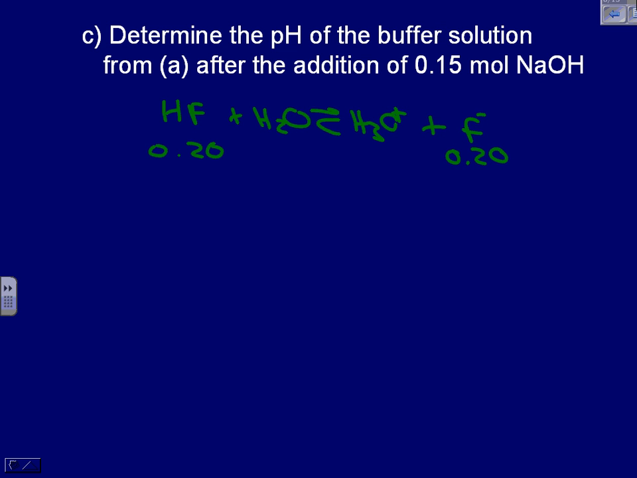Who's the hero this time? Which entity of my buffer is the hero? HF. Excellent. HF saves the day. It steps in and donates its H's, which means my 0.15 heads that way as it donates those.